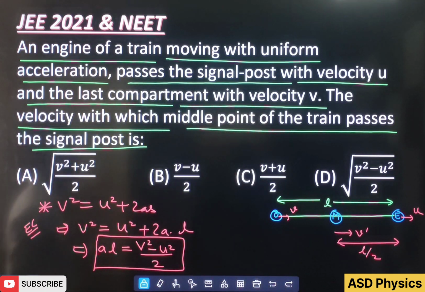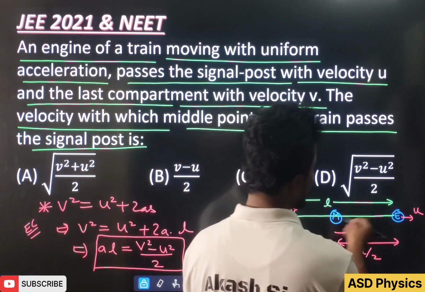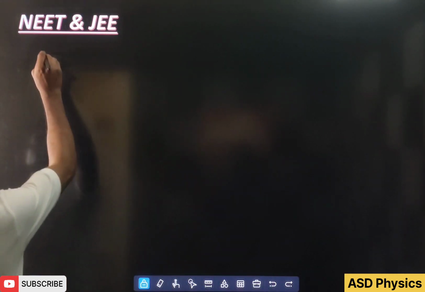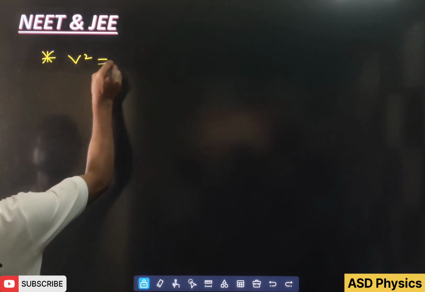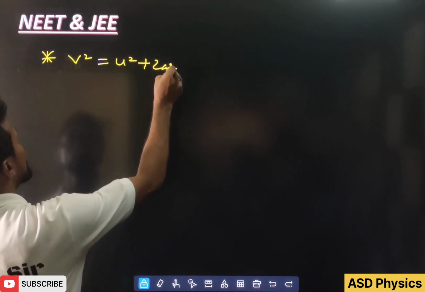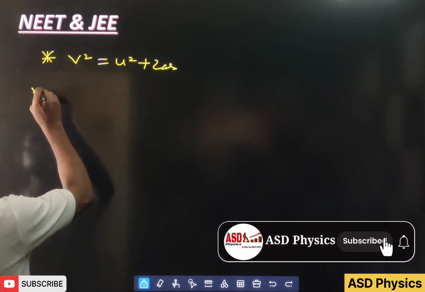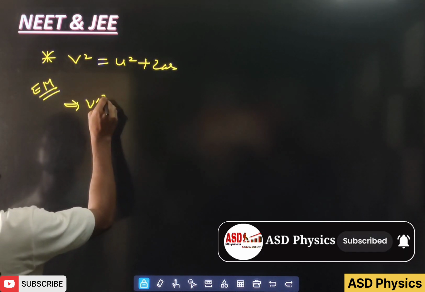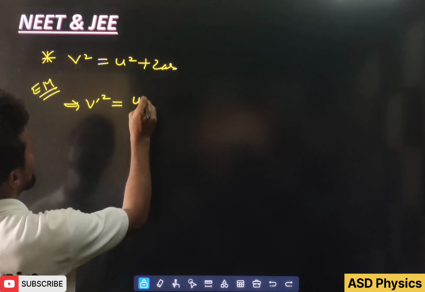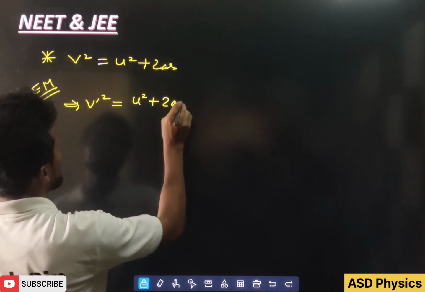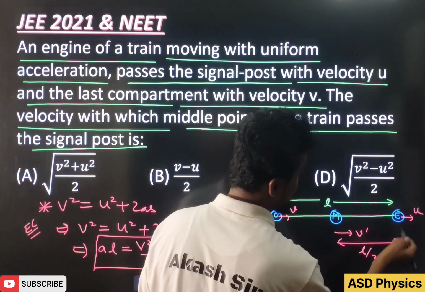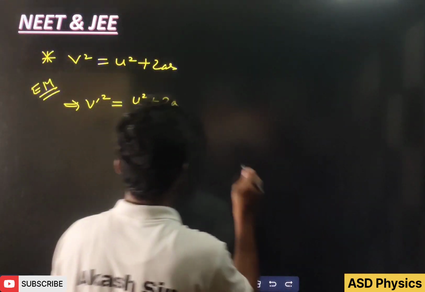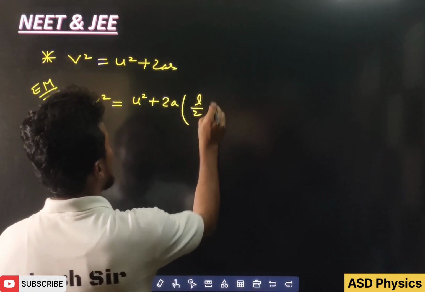Now after that we will use it from where to where? We will use it from the engine to the midpoint. Again we use the equation V square equal to U square plus 2AS, now between the engine and the middle point. Let's take V dash square is equal to U square plus 2A. How much is the length between the engine and the middle point? If the total length is L, this is L by 2.